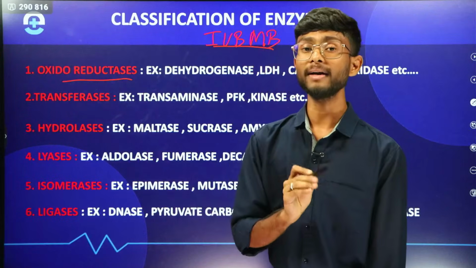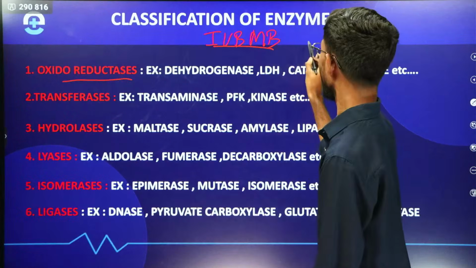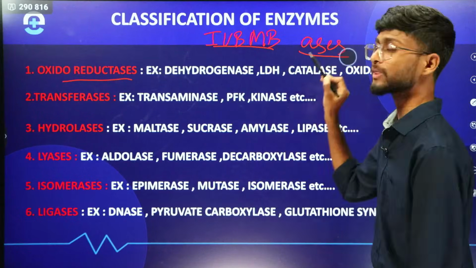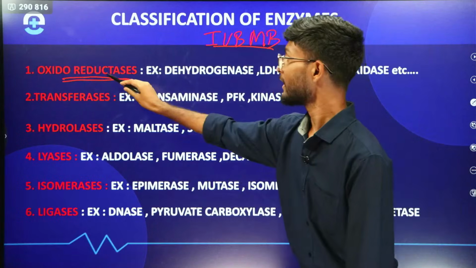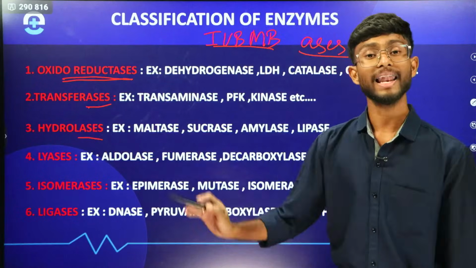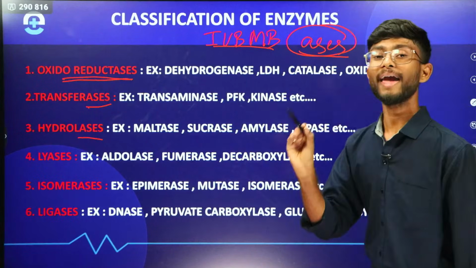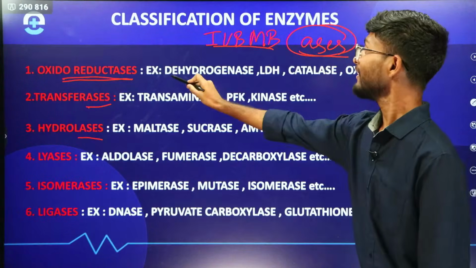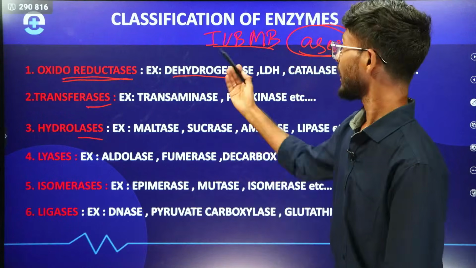And keep it in mind, all the enzymes end with the suffix -ases. You can observe here reductases, transferases, hydrolases, ligases. It always ends with -ase. Fine. Next, oxidoreductase example: dehydrogenase. This is also one of the important enzymes, dehydrogenase.